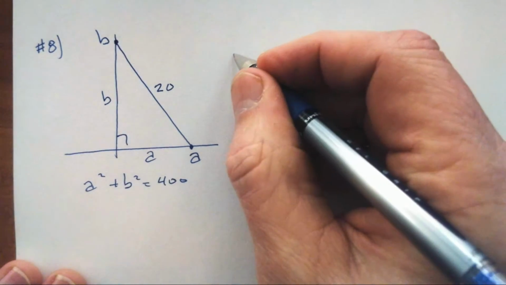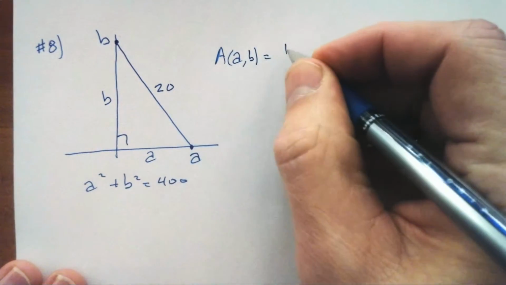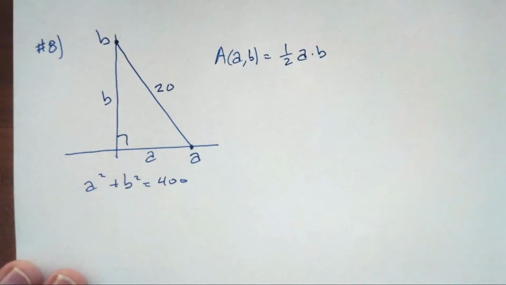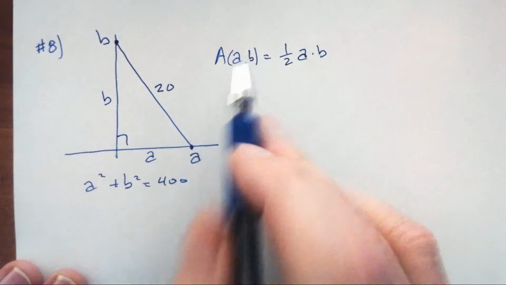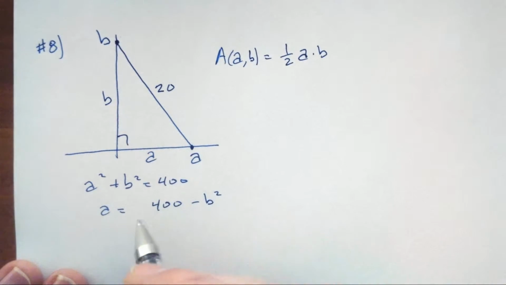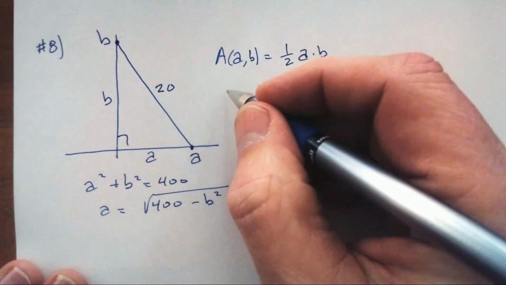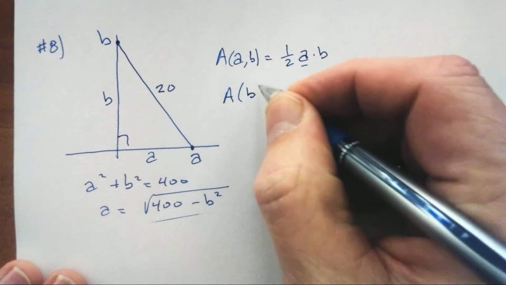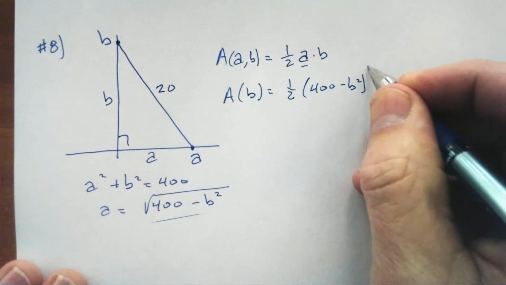I also am interested in the area. Right now, the area based on a and b would be 1/2 a as our base times b as our height. But I don't want area of two variables, I want area of one variable. So a equals the square root of 400 minus b squared, but we only want the positive value here. So area based solely on b would be 1/2 times (400 minus b squared) to the 1/2 power, that's our square root, times b.